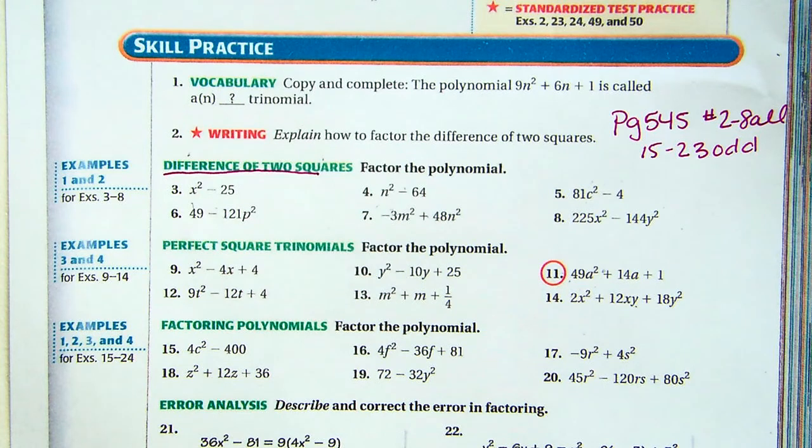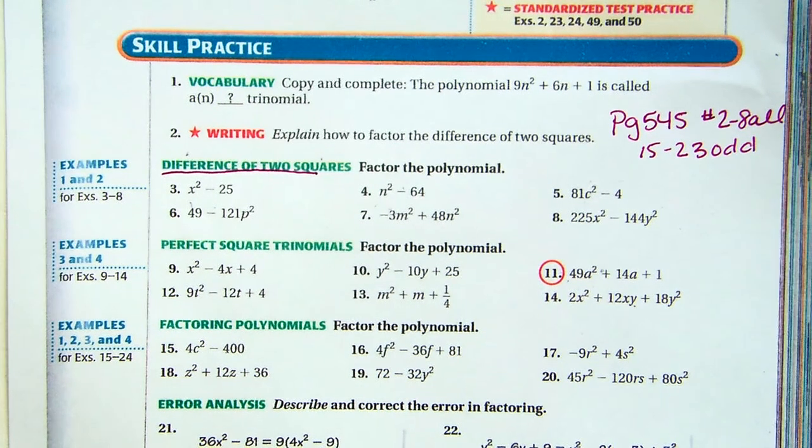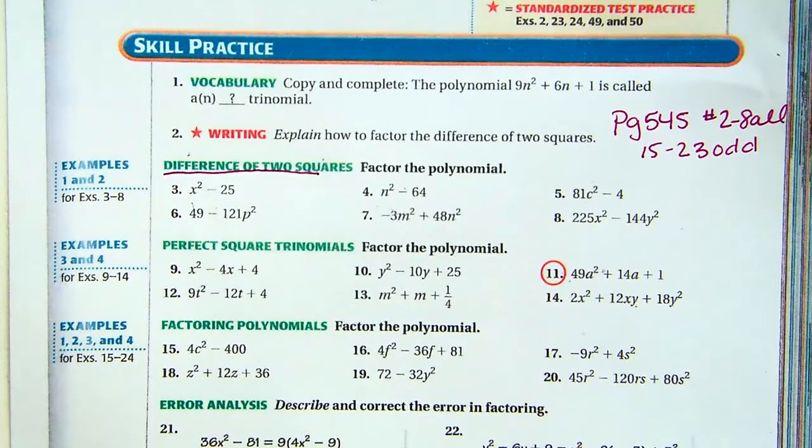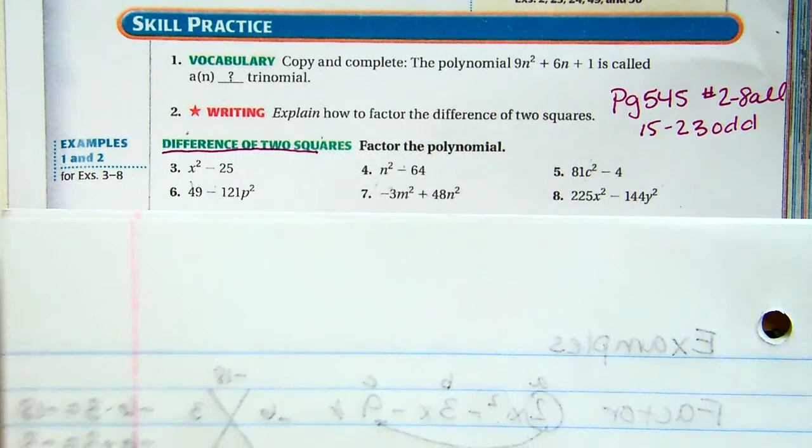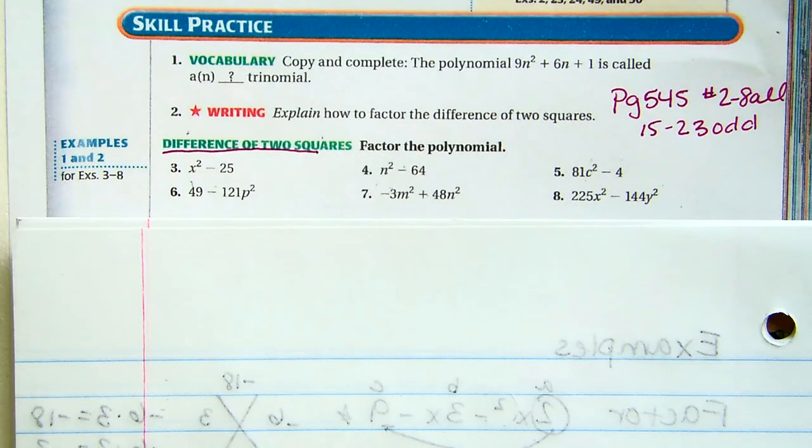Now, for this, there is one particular problem that I want to review first, and that happens to be number 7 in this section. Now, for number 7, we cannot find the square root of -3. It doesn't happen. There is no square root there. So what we're going to do for this particular problem is we are going to need to factor out that -3 from our problem in the -3m squared plus 48n squared in order to be able to figure out what our answer actually is.